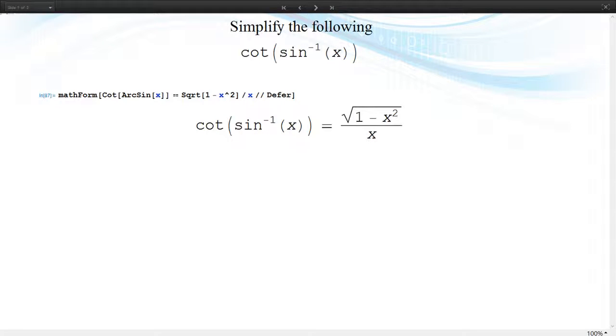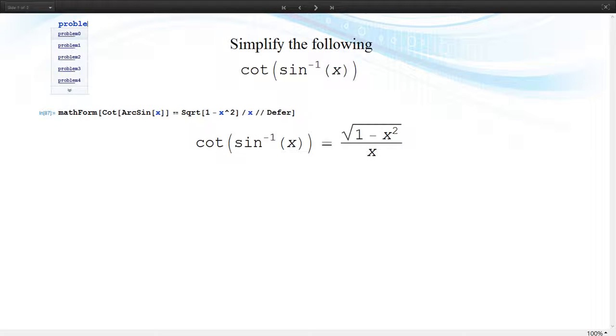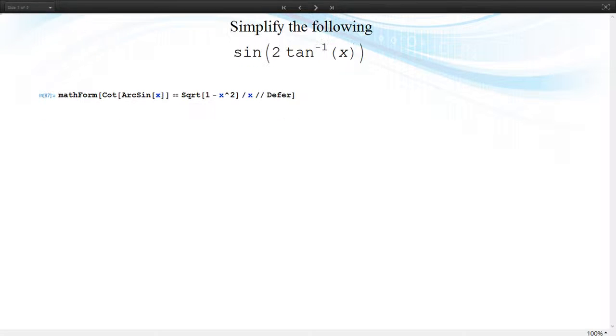So let's move on to the next question. I think this is problem 4. Yes. Okay, so this one is a little bit tougher. So instead of having sine of tangent inverse of x, we have sine of 2 tangent inverse of x. And we're going to have to deal with that 2 there. I find that the easiest way to do this is to use the double angle formula.